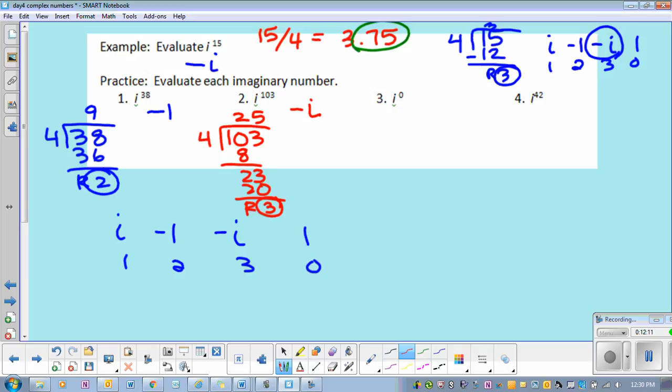How about i to the 0 power? What is anything to the 0 power? 0? 1? Is it 0 or 1? 1. Put it in your calculator. Try 5 to the 0 power. 1. Anything to the 0 power is 1. How about i to the 42nd power? 42 divided by 4 leaves a remainder of 2, so negative 1. What is this? 1, 2, 3, 0.